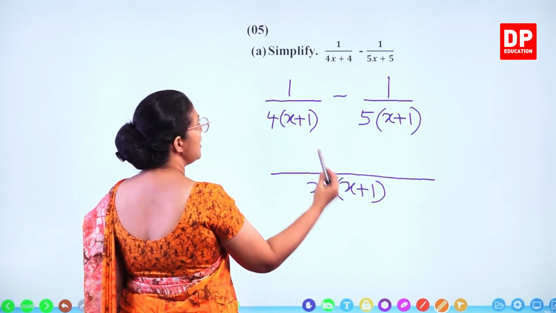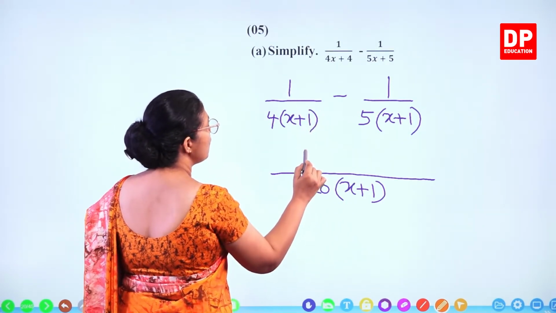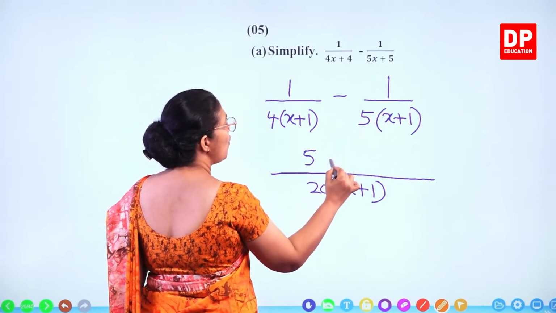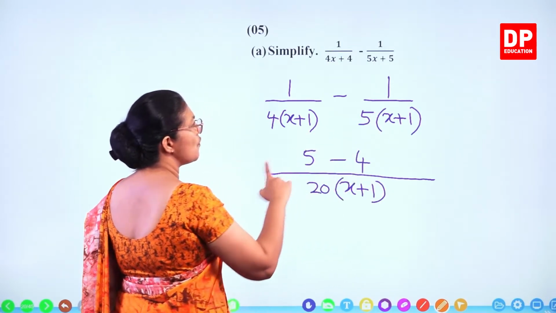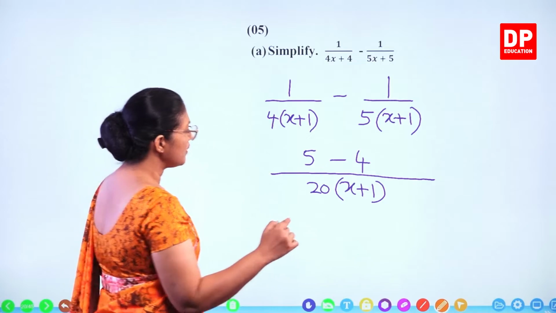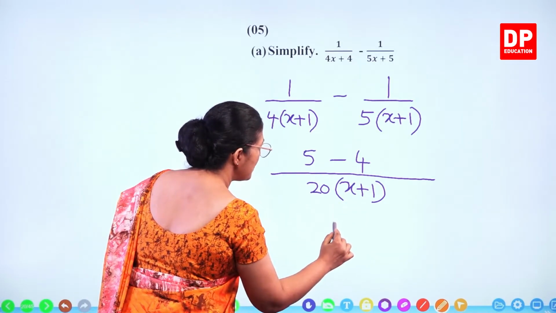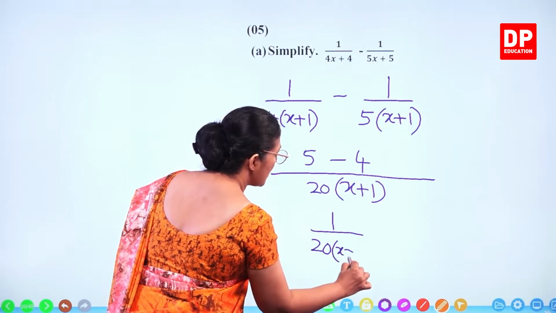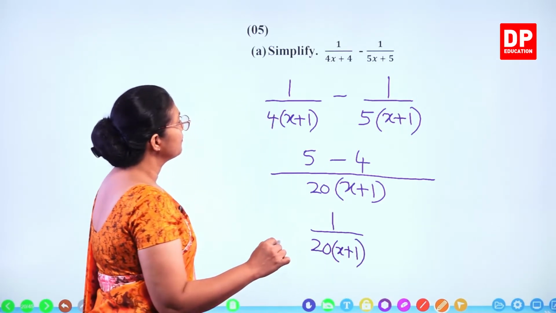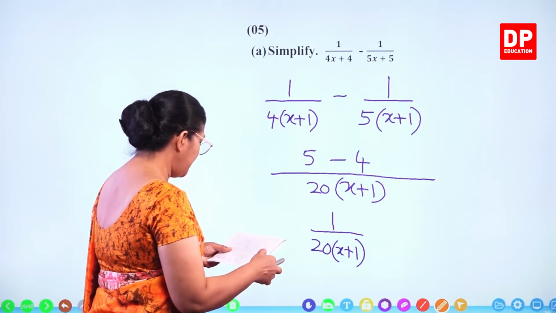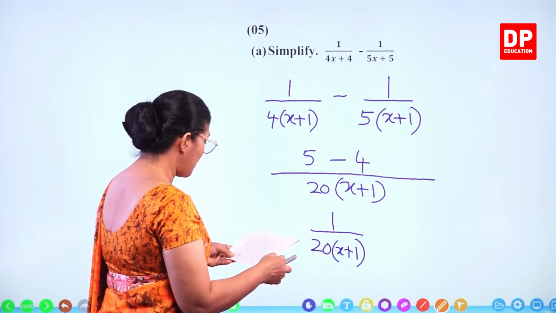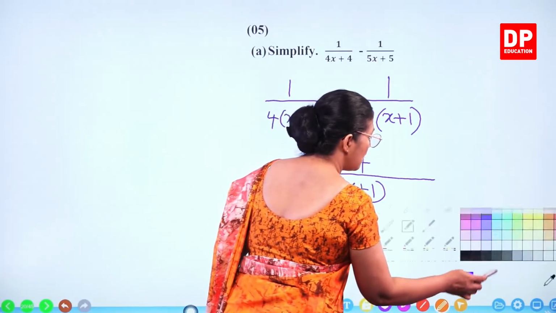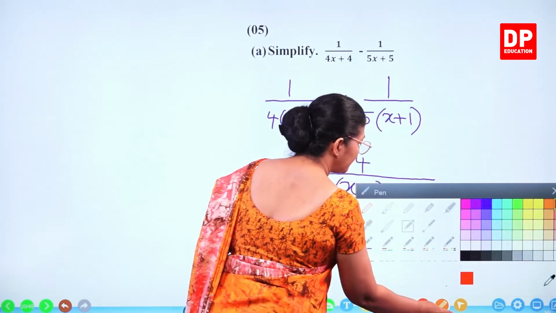Then that means here you need to multiply this by 5 and this by 4, because x plus 1 is already there. So what is the final answer? 5 minus 4 is 1. 1 over 20(x plus 1). So that's the answer. You get 3 marks for that part.